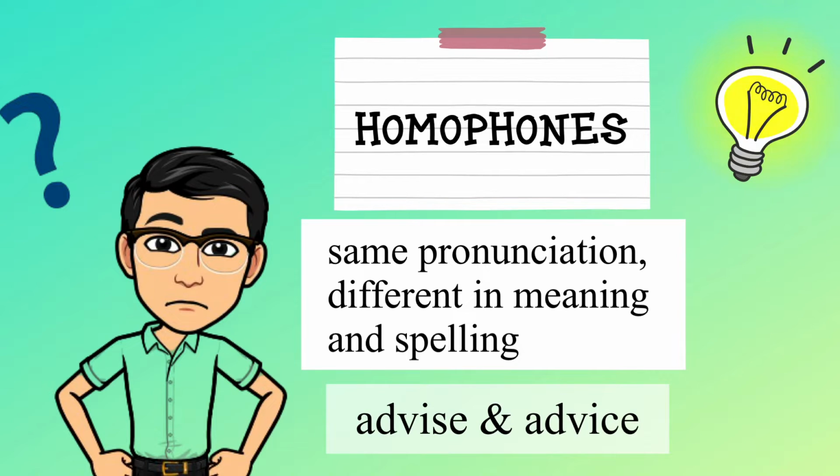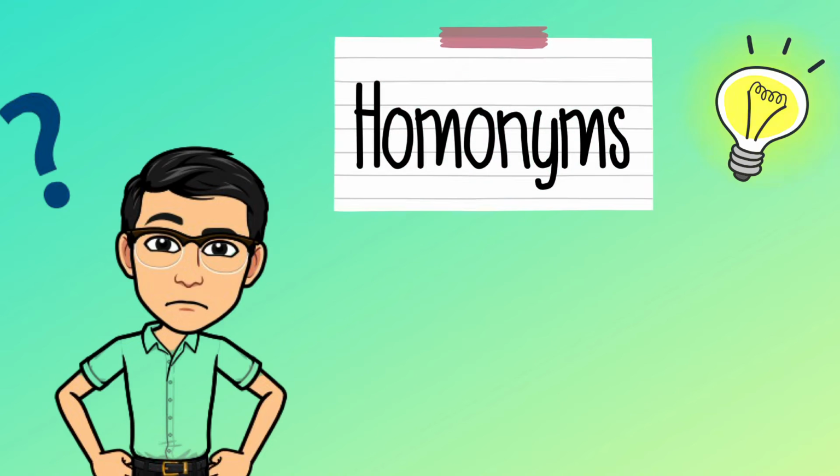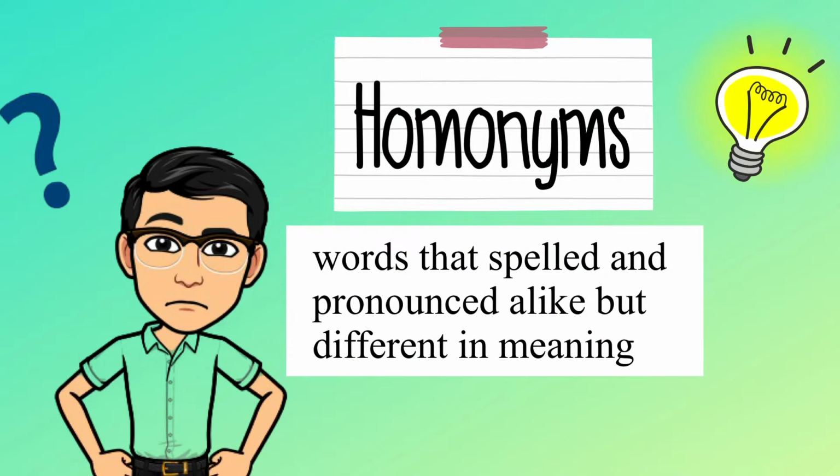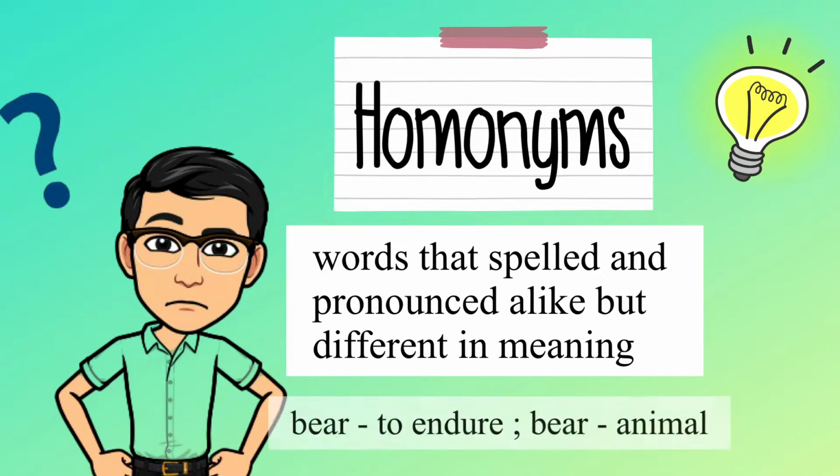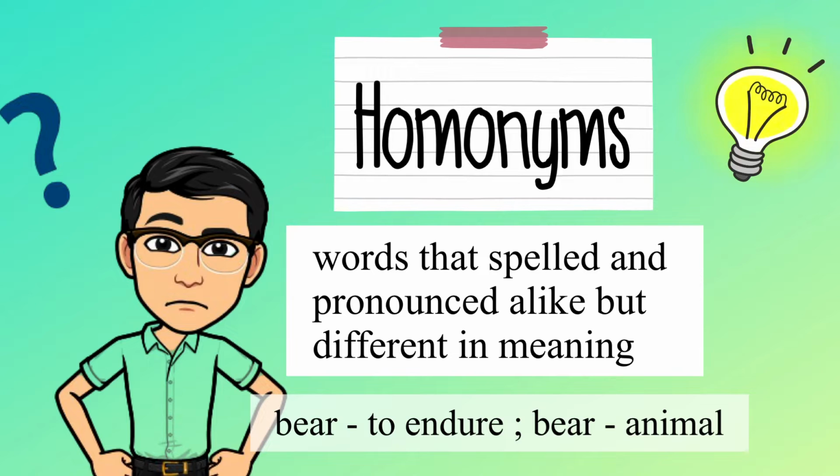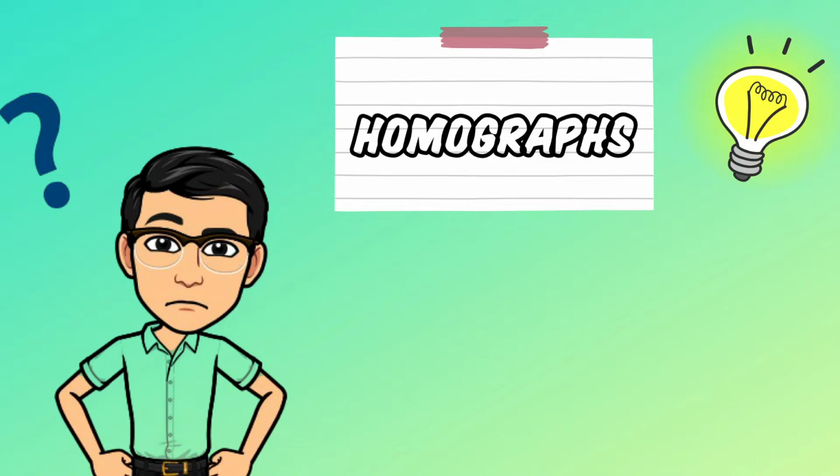For example, advice and advise. Homonyms, these are the words that are spelled and pronounced alike but different in meaning. For example, bear. It could be a noun or a verb. If it is a verb, it means to endure. If it is a noun, it is an animal.